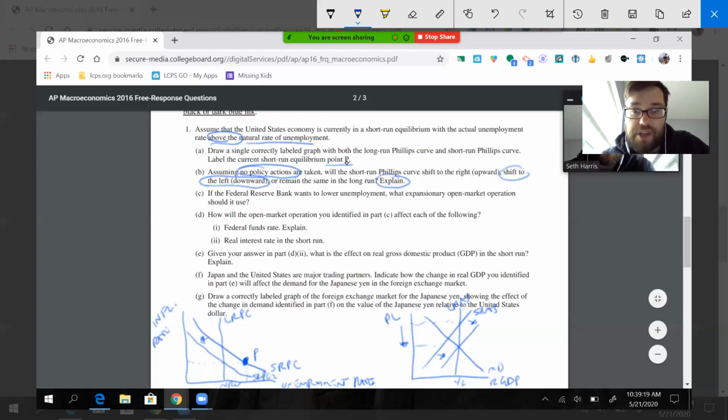Sort of a tricky question to be able to fully justify there, but you really ought to understand what's going on and what causes and what direction the Phillips curve moves in response to what's going on over here. All right, so let's move on to part C. If the Federal Reserve Bank wants to lower unemployment, what expansionary open market operations should it use?